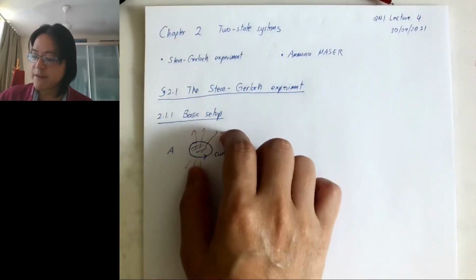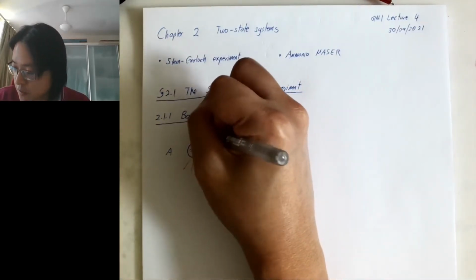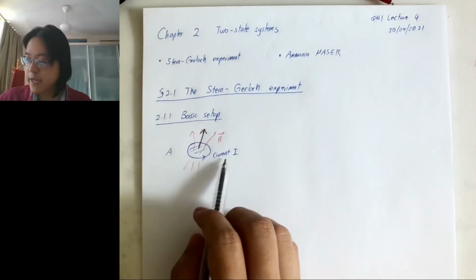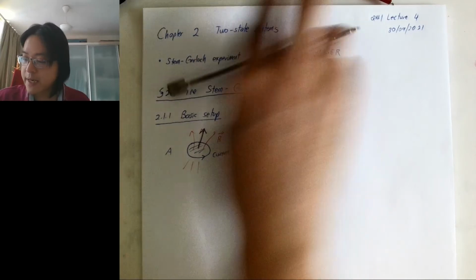But actually the magnetic field created by this current is not important. What is more important to us for today is the dipole moment. Okay, so if my current is I and this is A, we define the magnetic dipole moment.